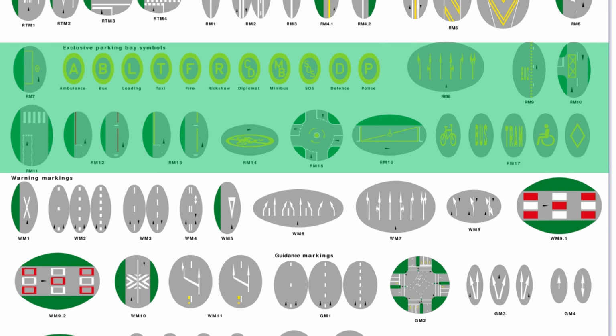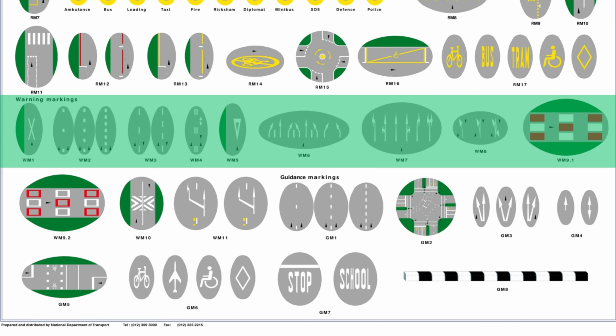Exclusive parking bay symbols are used to indicate that a parking bay is reserved for a specific type of vehicle or user. These symbols are typically yellow or white, and they are displayed on signs or on the pavement itself. Warning markings, also known as hazard markings, are road markings that warn drivers of potential hazards ahead. They are typically yellow with black text or symbols, and they are used to supplement warning signs and signals.